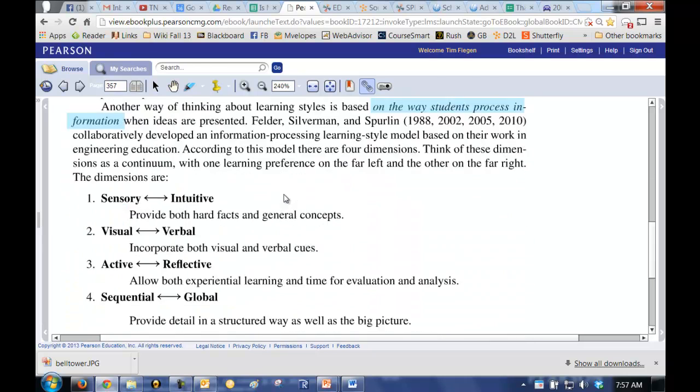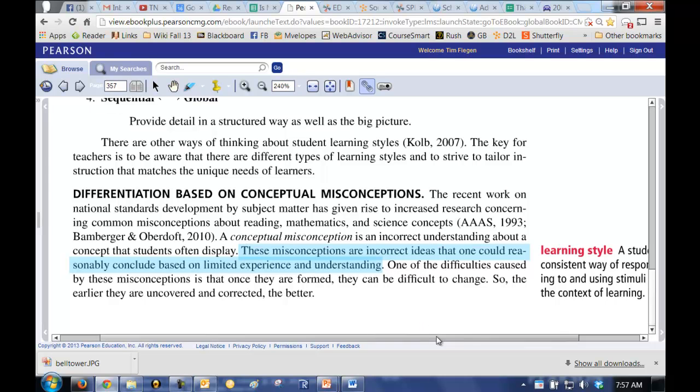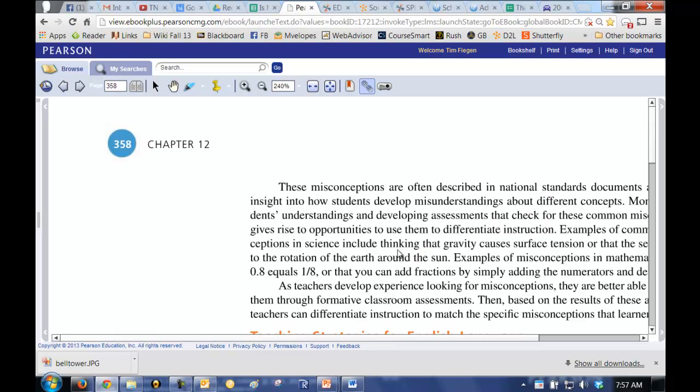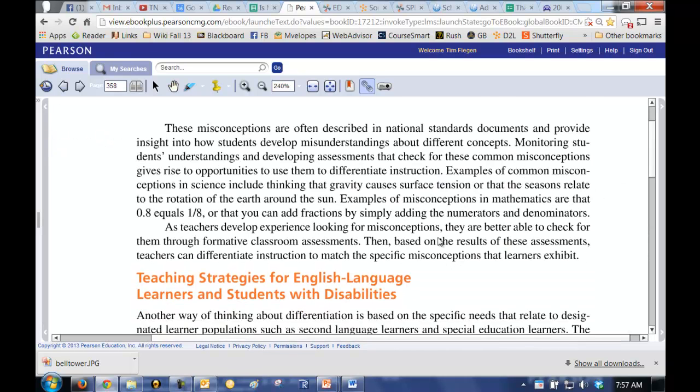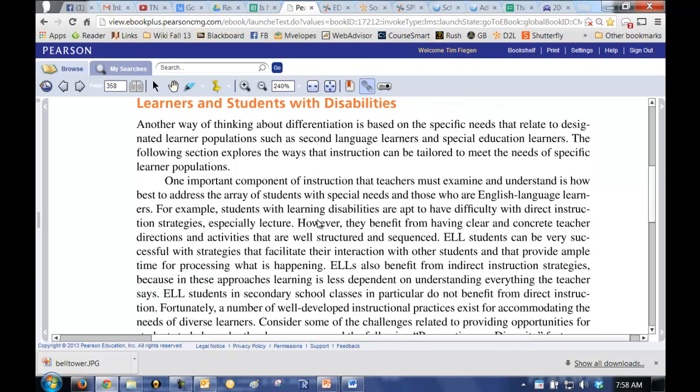And then this on a differentiator on conceptual misconceptions. And what you want to do is correct those as quickly as possible if they have a complete misconception about the information that you're providing. And then this goes into the strategies for students with English language learners and disabilities. And that's laid out pretty well here.